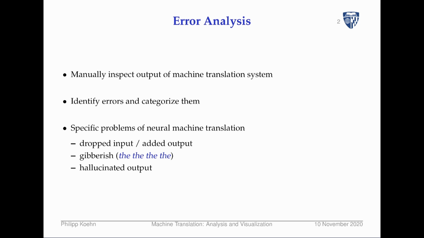For instance, we notice that neural machine translation has specific problems that previous generations of machine translation didn't have. It might completely drop some output or add some output that is not in the source. It also produces a particular type of gibberish, like repeating a word over and over again or repeating a phrase over and over again. It seems to be sometimes caught in a loop. And the most mysterious and interesting is to hallucinate output, to just produce output that has absolutely nothing to do with the input. This happens very often in low resource scenarios or when confronted with out of domain input, as we already mentioned in a previous lecture.